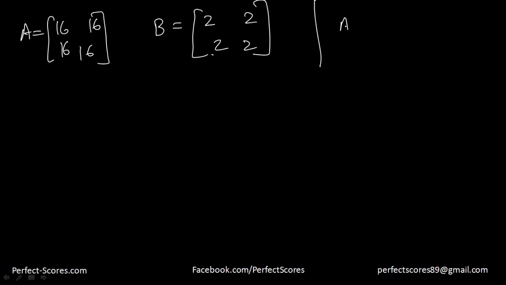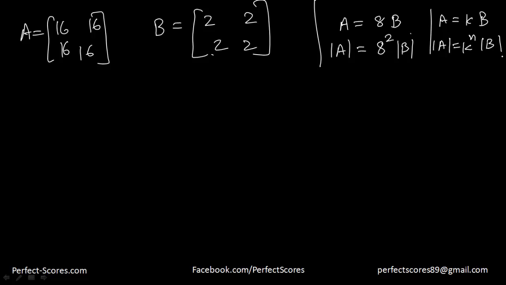Let's suppose this is a matrix A, and we have another matrix B, which has 16, 16, 16 and 16, and another matrix with 2, 2, 2 and 2. Now we clearly know that matrix A is equal to 8 times matrix B, which means the determinant of A should be equal to 8 raised to the power 2 times the determinant of B. Why is that? Because if A is K times B, then the determinant of A is K to the power n times the determinant of B. Something that we generalized in the previous scenario there.